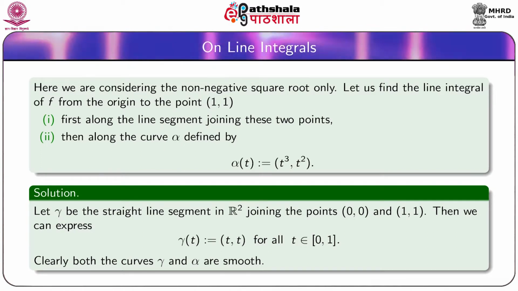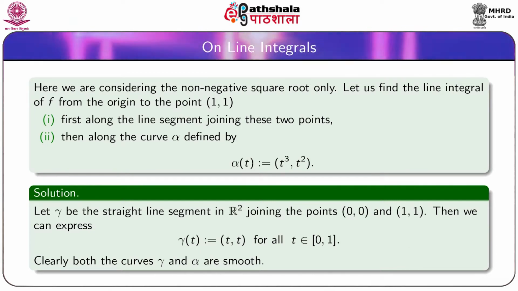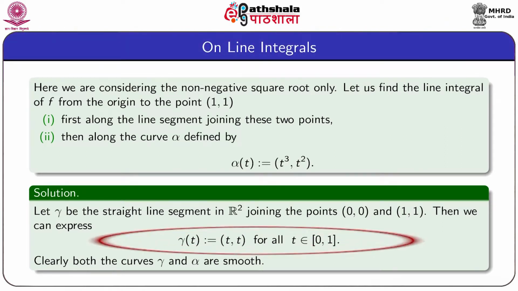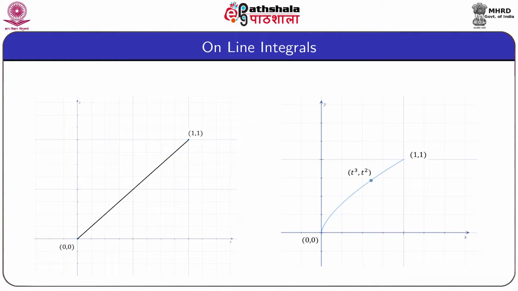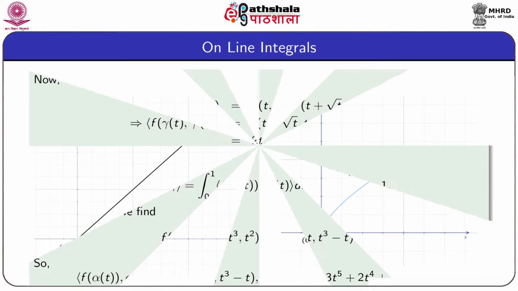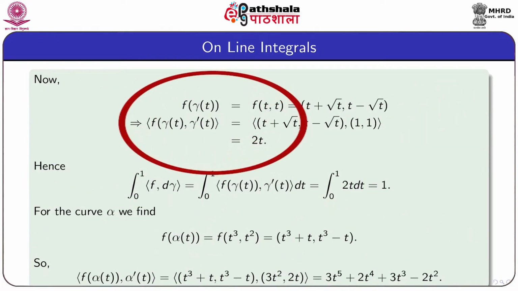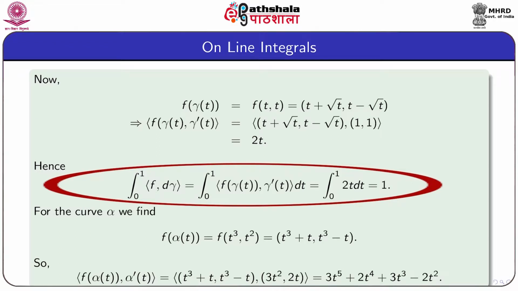First, let gamma be the straight line segment joining the points (0,0) and (1,1) in R2. So, we can express gamma(t) equal to the ordered pair (t,t). We can check both the curves gamma and alpha are smooth. We have shown here the curve gamma on the left and the curve alpha on the right. Now we find that the inner product of f(gamma) and gamma dash t equals 2t. Therefore, the line integral from 0 to 1 of f d gamma equals 1.